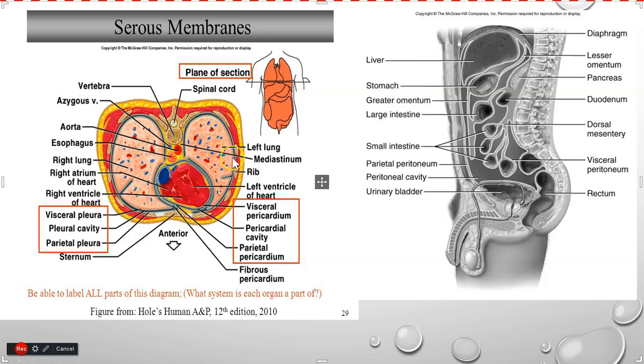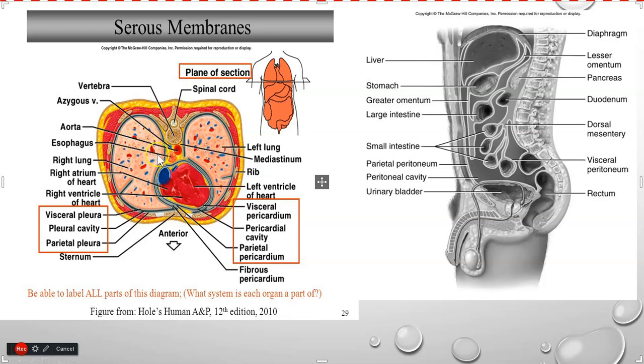Now the artist has deliberately drawn a little wider space here so that you can get a sense of the space that actually does exist between the two layers of the serous membrane. It is in this dark area that you find this serous fluid that allows these to move without any friction.